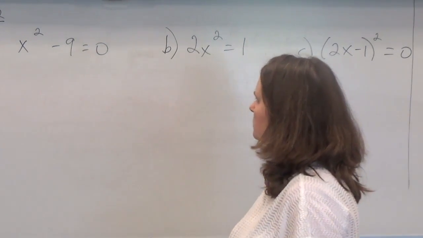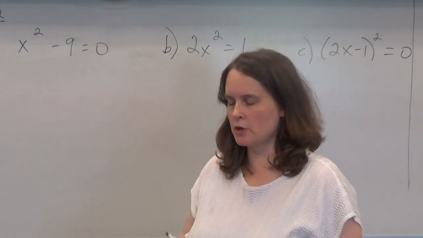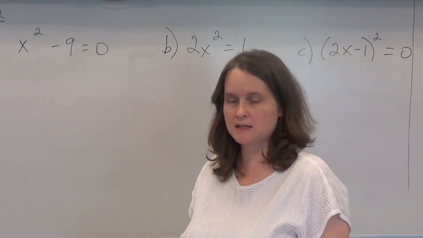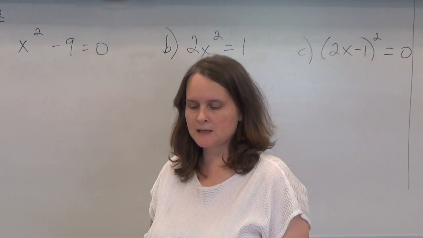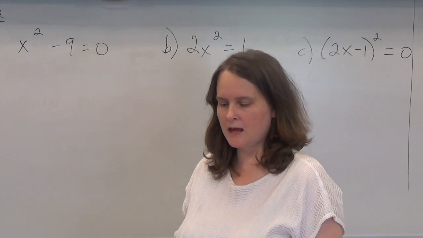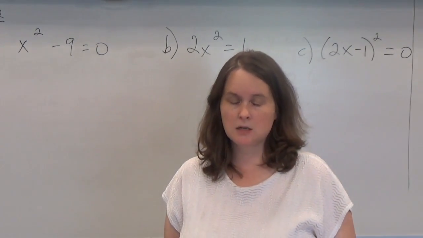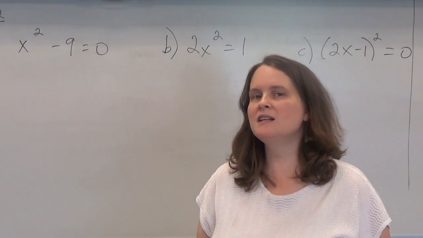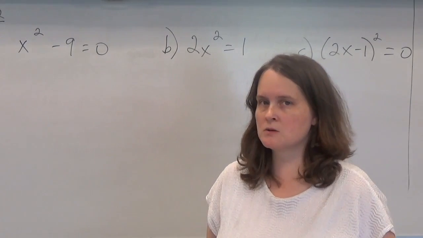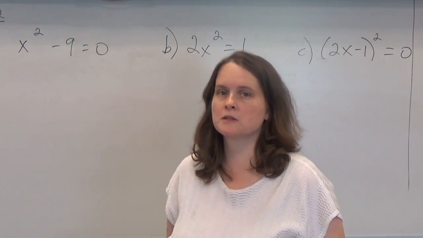Okay? So if you look carefully at the square root property, let's read that together. The square root property states: for any real number k, the equation x squared equals k is equivalent to x equals plus or minus the square root of k. All right, so what they're saying here is that you need to start with the perfect square by itself on one side of your equation. So we need to isolate the perfect square.